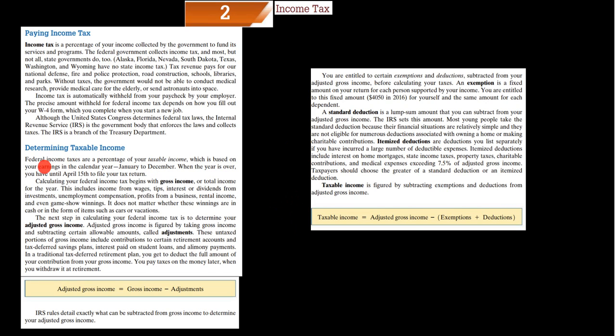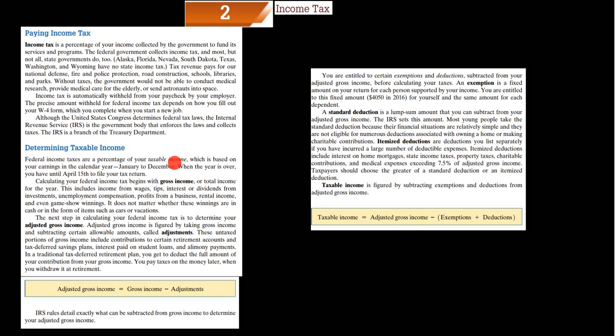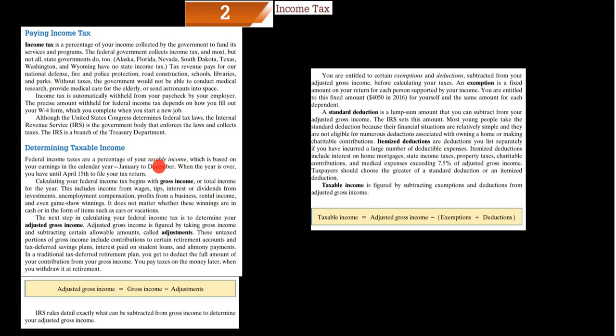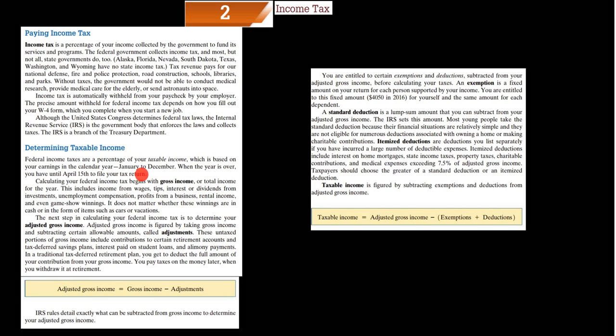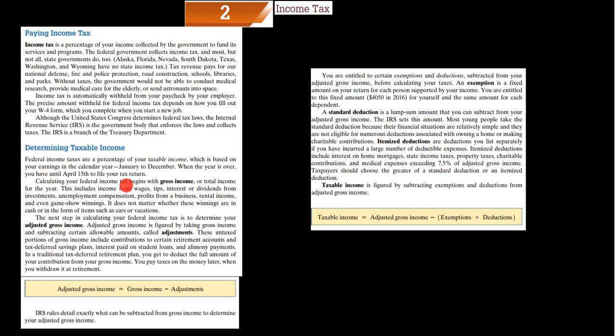So federal income taxes are a percentage of your taxable income, which is based on your earnings in the calendar year from January to December. When the year is over, you have until April 15th to file your tax returns, which, by the way, don't tell the IRS you need an extension. Good luck with that. Calculating your federal income tax begins with gross income, or total income for the year.